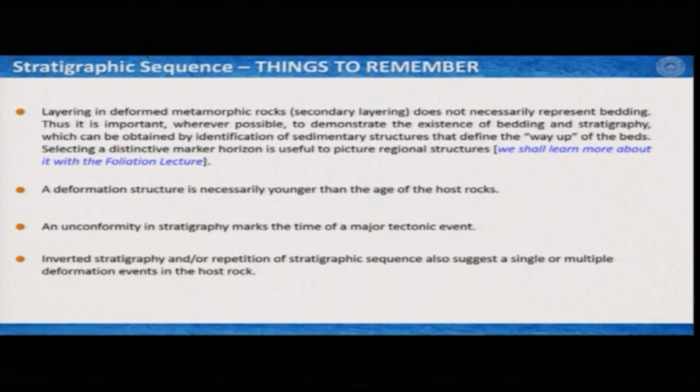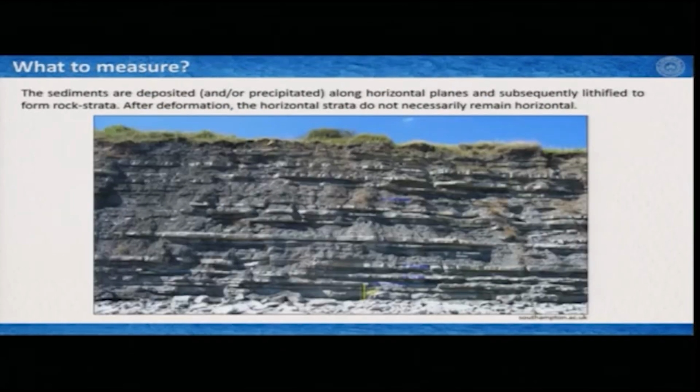Any deformation structure that we see in the field are essentially younger than the host rocks. That is something that you need to remember, and it is obvious. And if you see, as we discussed in the previous slide, any sorts of unconformity in the stratigraphy, inverted stratigraphy, repetition of stratigraphic sequence, etcetera, all these things if you encounter in the field, they suggest immediately that there must be either a single or multiple events of structural deformation or tectonic phenomena. So with this we move to the next part of this lecture, that what to measure in the field.